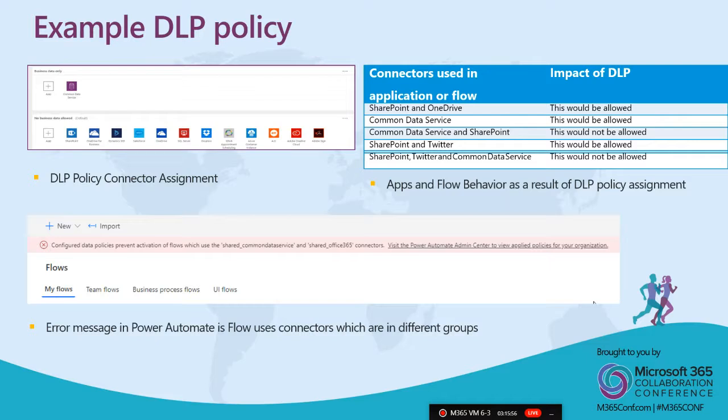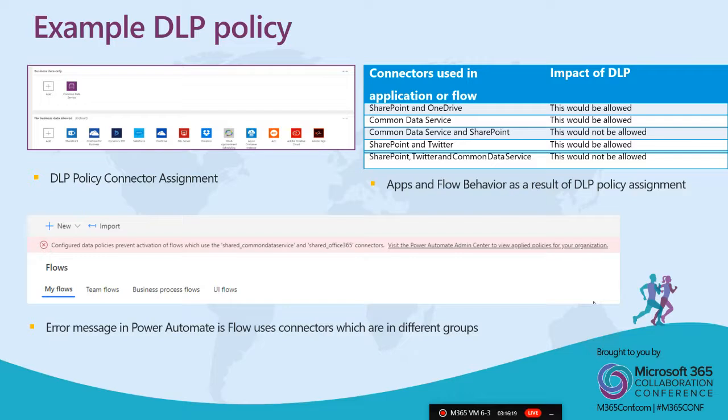These are a couple of scenarios you can consider for strategizing your DLP policies. Let me give you one example of a DLP policy. As you see here, in the business data only group, there is the Common Data Service, and the rest of the connectors are considered no business data allowed. So whenever a user is creating an app with SharePoint and OneDrive, because these two connectors come from the same business group, the application will succeed.